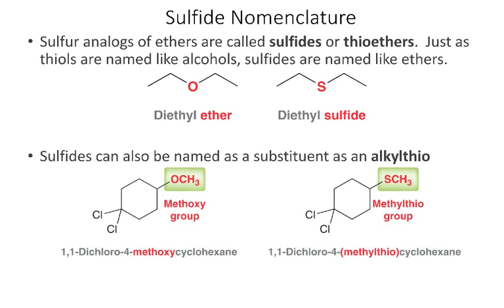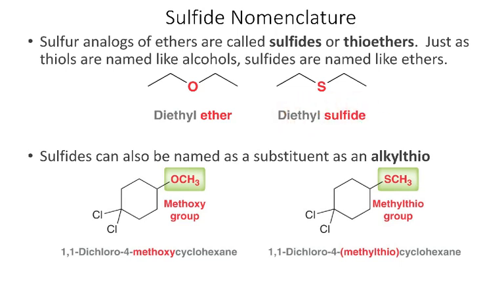Okay, so thiols were essentially the sulfur analog of alcohols. Sulfides are essentially the sulfur analog of ethers. And so the common name for sulfides is very similar to the common name for ethers. This would be diethyl ether. In the common name for ethers, we name each group coming off in alphabetical order. Of course, because this is the same, it would just be diethyl. Well, when we have sulfides, instead of calling it an ether, we just call it a sulfide. So this would be diethyl sulfide.